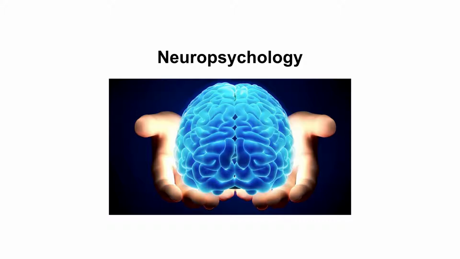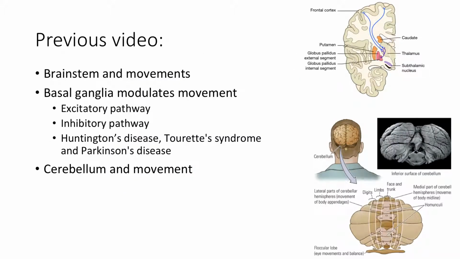So this is the last video of chapter 9, and in the previous video we talked about how the brainstem is involved in movements, how the basal ganglia modulate movement through excitatory pathways and inhibitory pathways, specifically through the GPI, or the globus pallidus internal part. And we talked about the involvement of the cerebellum in the fine-tuning and correcting or adjusting of movement.